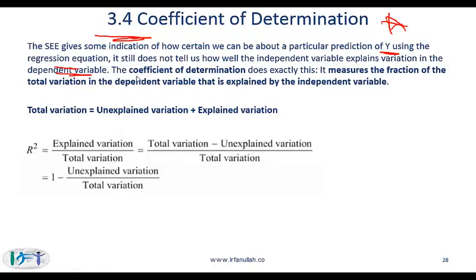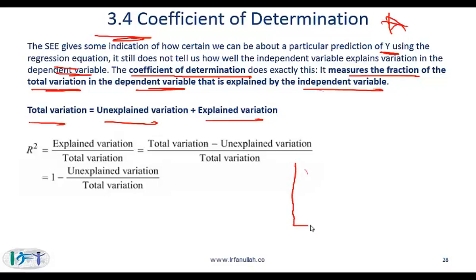That something more is the coefficient of determination. This measures the fraction of total variation in the dependent variable that is explained by the independent variable. Total variation is equal to unexplained variation plus explained variation. Now, what does this mean? Okay, I'll give you a picture that is not 100% precise, but will give you a sense for what we are talking about. X is our independent variable, Y is the dependent variable.